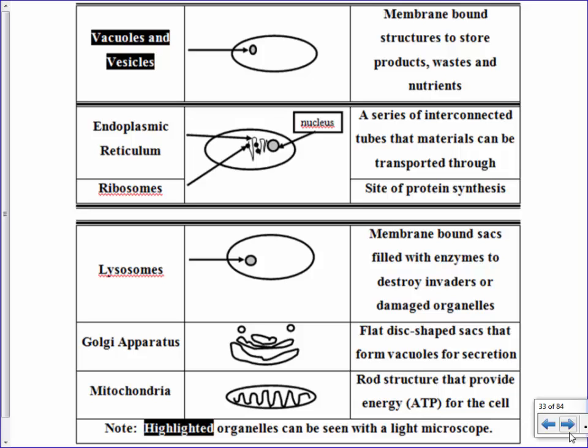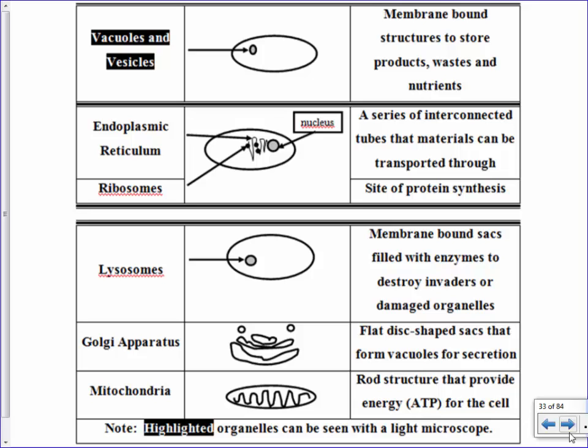I know it's kind of a broad word for it. Or let's say that there's an organelle that's starting to die and be damaged. Rather than poison the cell from the inside, a lysosome will break it down, send it to a vacuole, and the vacuole will spit it out of the cell.